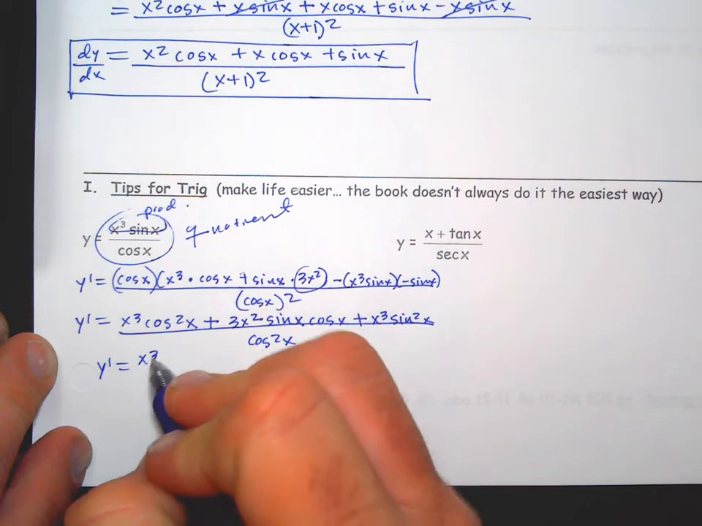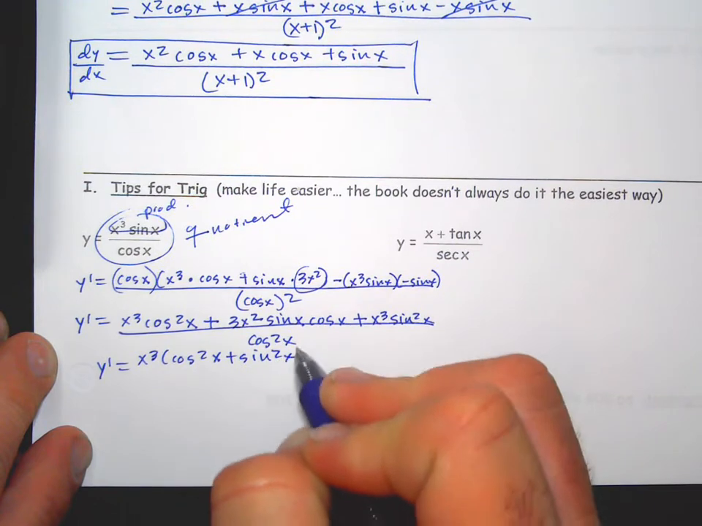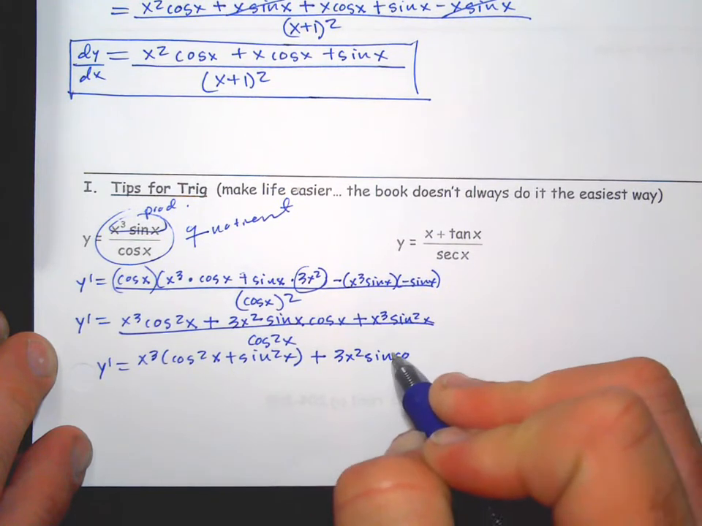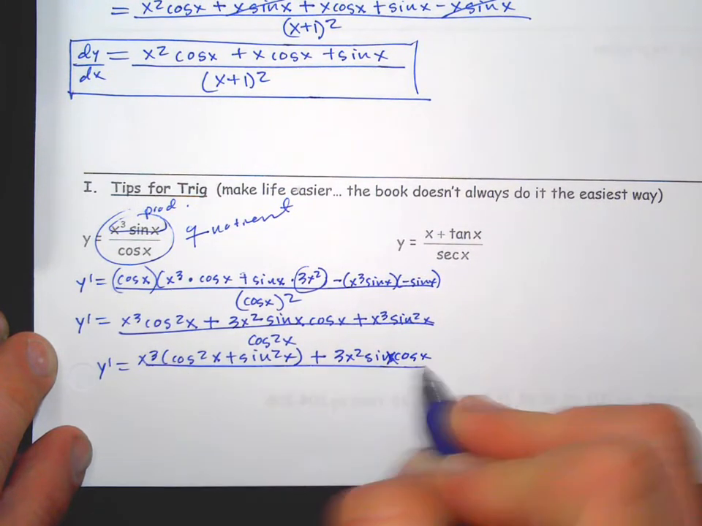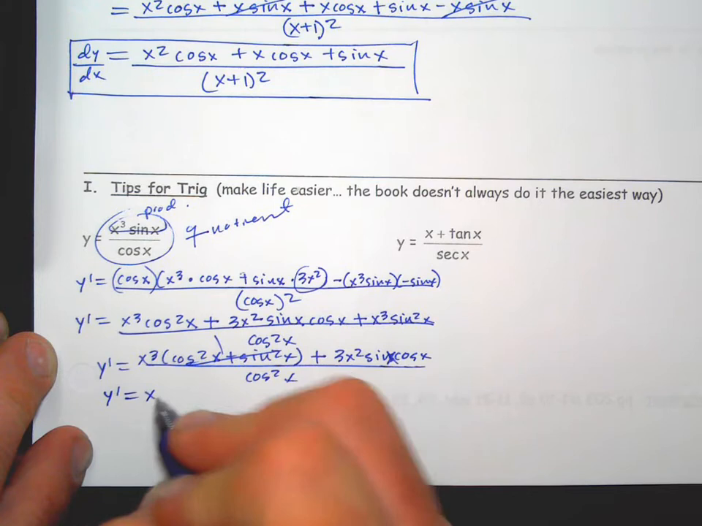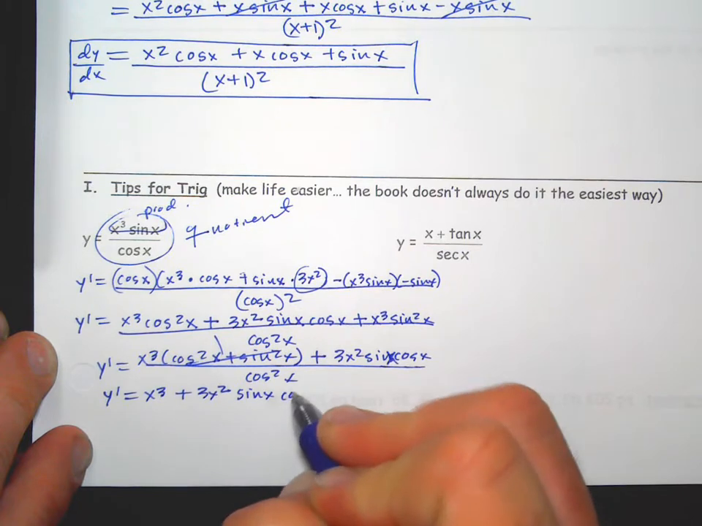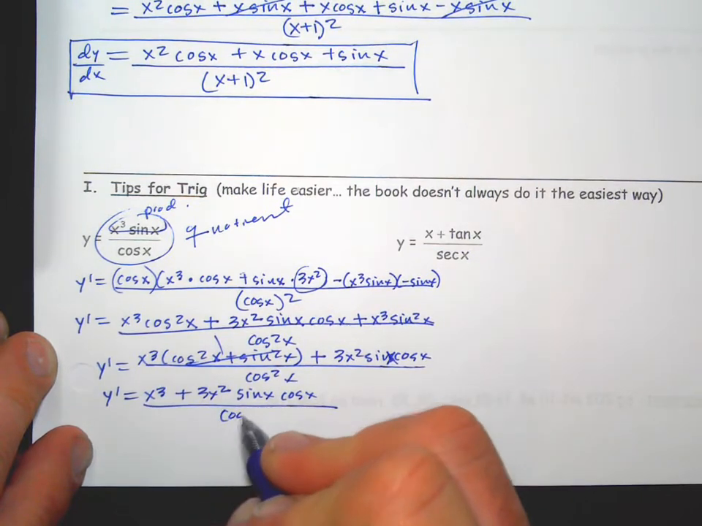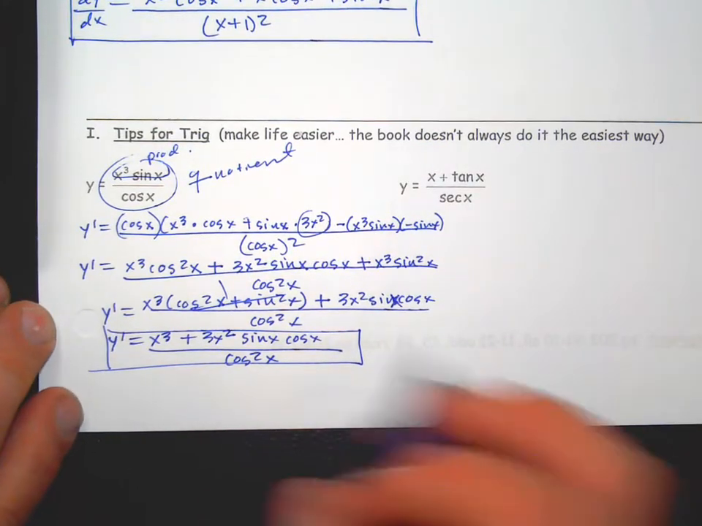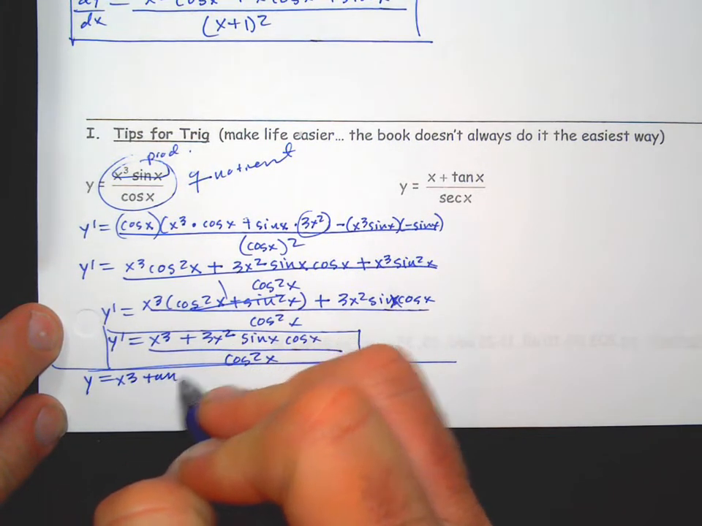Now, I think we could clean this up a little bit. We could factor x cubed out of the cosine squared and the sine squared, and cosine squared plus sine squared is 1. So we get x cubed plus 3x squared sine x cosine x over cosine squared. Now I'm going to show you a different way. That was kind of the most straightforward way of thinking about doing it, but maybe we can make this easier. What if instead we treated the original problem as x cubed tangent x?